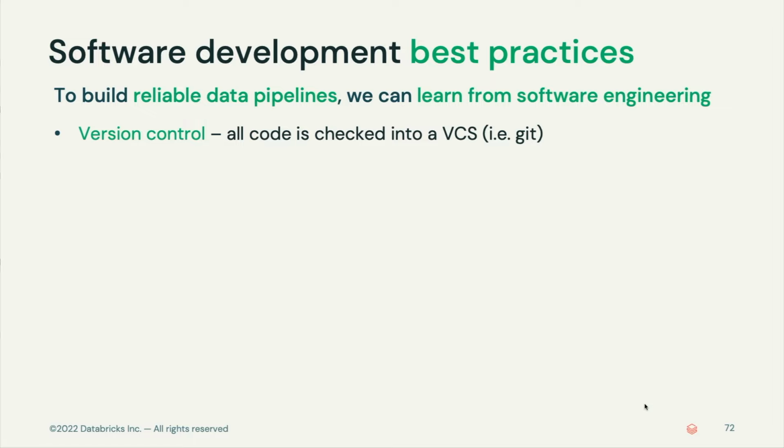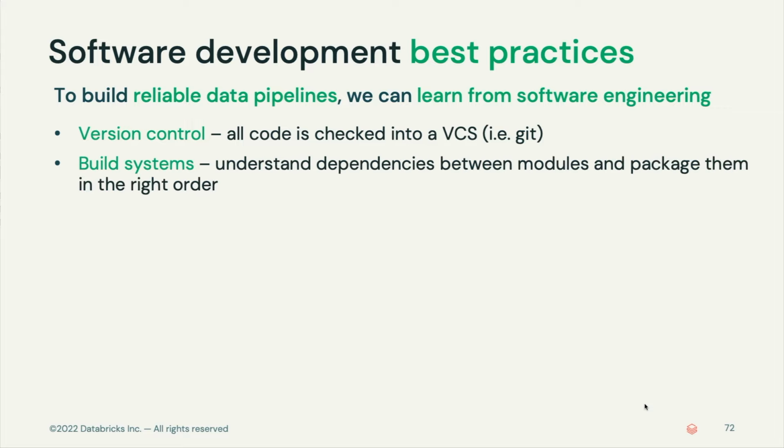Pretty much all good software teams will use version control. You'll always check all of your code into something like Git. You'll use build systems. Nobody's sitting there linking their things together by hand. You have a system that understands dependencies between components. It knows how to package them. It knows how to run them in the right order. It knows how to use parallelism, and it kind of takes care of all of it for you. This could be Bazel. This could be Make. This could be Gradle, whatever.